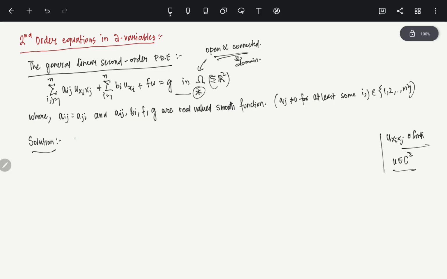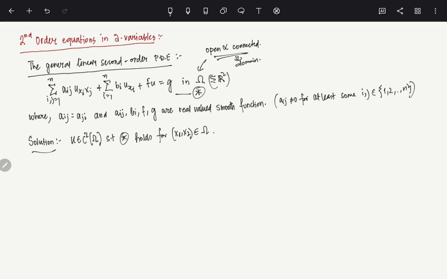What do I mean by a solution? Basically we are looking for a u in C2 of omega such that star holds for all x, y in omega. So this relation, the star relation, should hold for all x1, x2 in omega. If that happens, then we say this is a solution. So we are looking for a twice continuously differentiable function such that the star holds for all x, y in omega, which is a subset of R2.